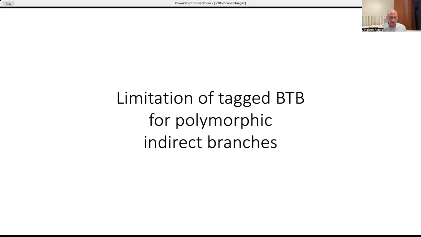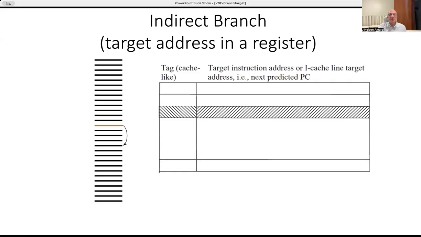What are the limitations of the tagged BTB if I have a polymorphic indirect branch? So remember, for indirect branches, we say that a branch is monomorphic if the target is always the same. If the target can change when the branch is executed in different instances of execution, we say that it's polymorphic.